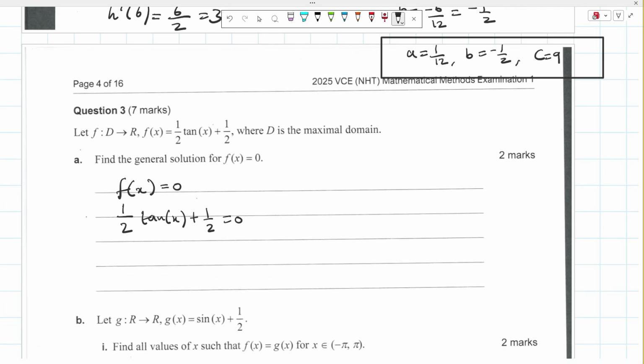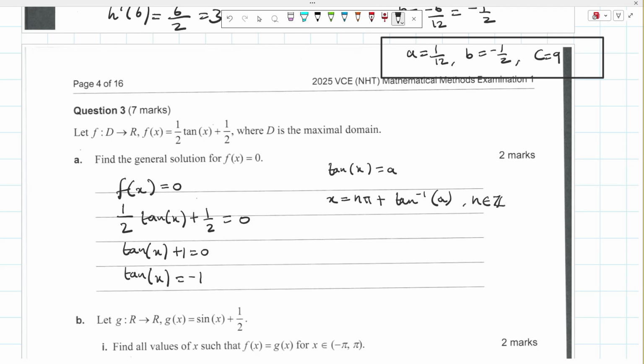We can multiply both sides by 2, right, just to get rid of the fractions. So we'll just do that. We'll multiply both sides by 2. So we get tan of x plus 1 is equal to 0. Tan of x is equal to negative 1. Now, how do we solve tan of x is equal to a, right, the general solution? That's going to be x is equal to n pi plus tan inverse of a, where n is an integer.